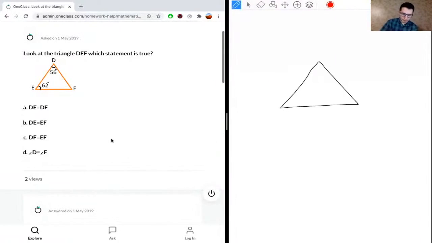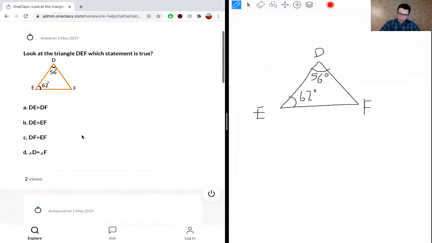So triangle DEF, and it's giving us two angles. We have 62 degrees and we have 56 degrees. And we're trying to figure out which one of these statements is true. So is DE equal to DF, DE equal to EF, and so on, as shown on the screen here.